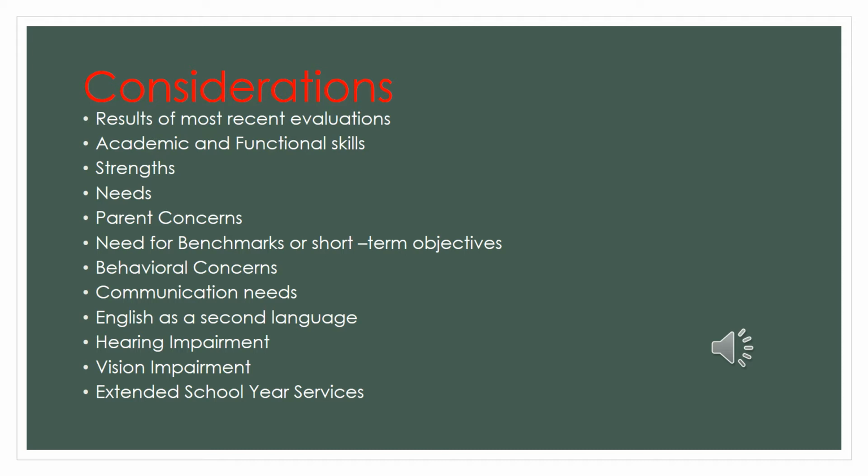The student's communication skills need to be considered, whether the student has language skills related to English as a second language. Hearing impairment and vision impairment must be considered as well, but be careful, this only pertains to students who have been found eligible as having a hearing impairment or a vision impairment through the eligibility process. This should not include students who may just wear glasses, maybe their glasses need to be updated, or they have a mild hearing loss. This only pertains to students who have been found eligible through the eligibility process.